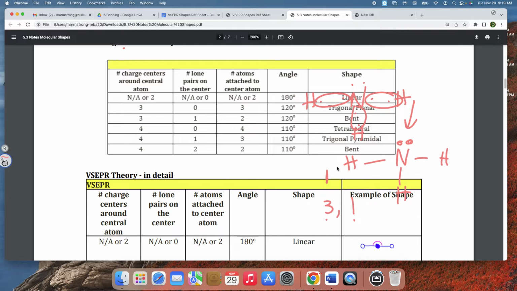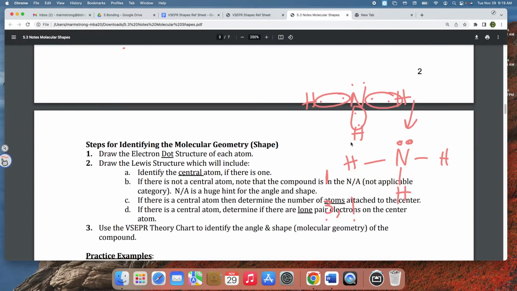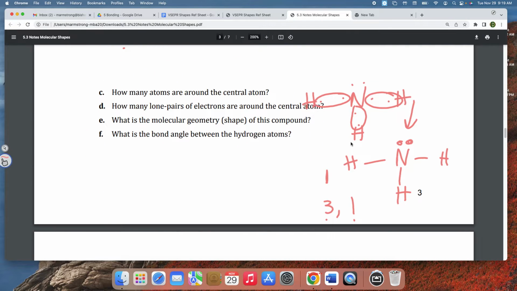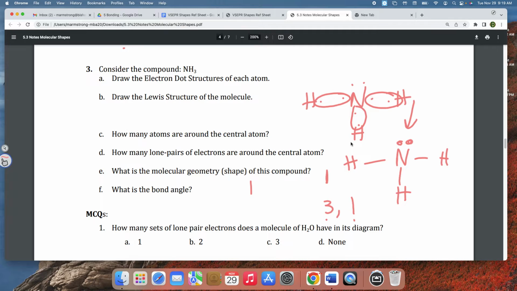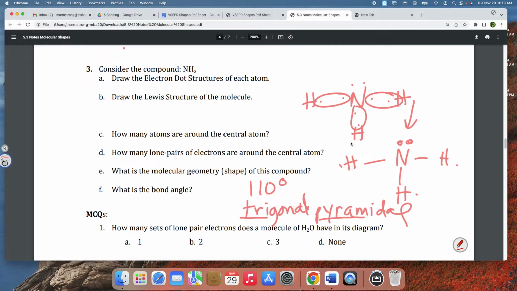we find the 3 and the 1, 110 degrees and trigonal pyramidal. So again, it's 110 degrees and it's trigonal pyramidal. There's some clues in here. Tri means 3 atoms, so we have the 3 atoms, and it looks like a pyramid if you draw it properly.